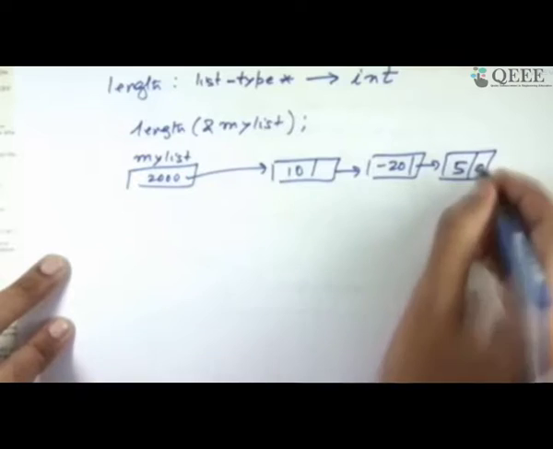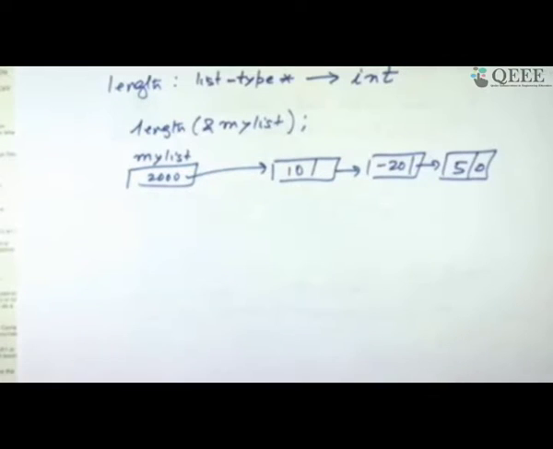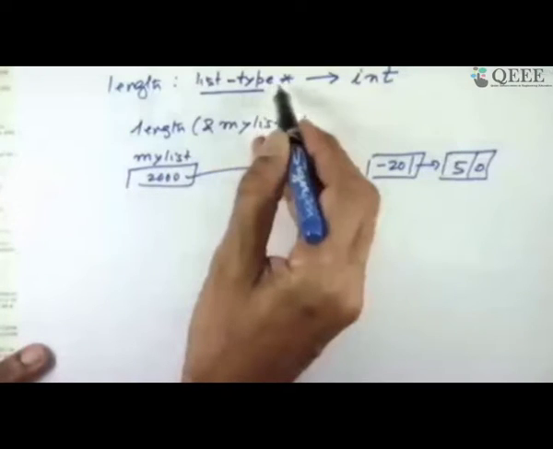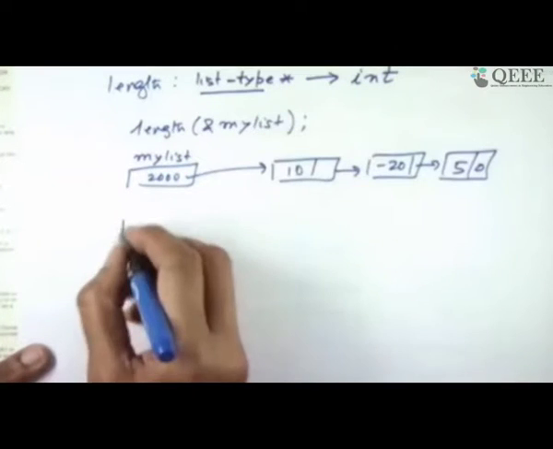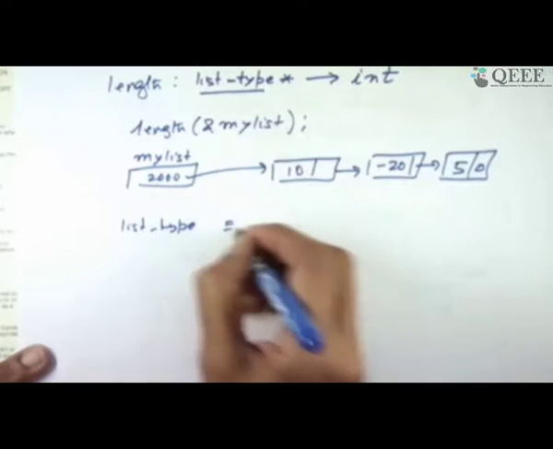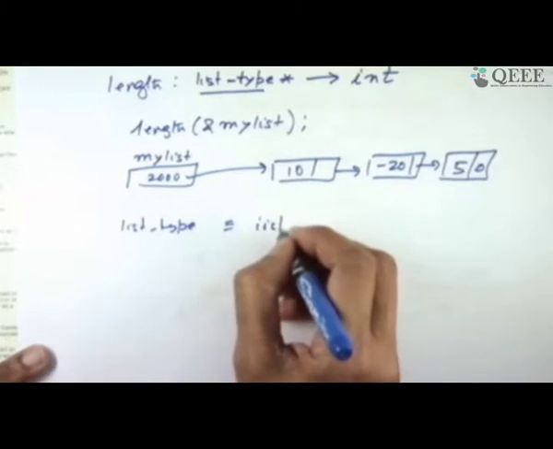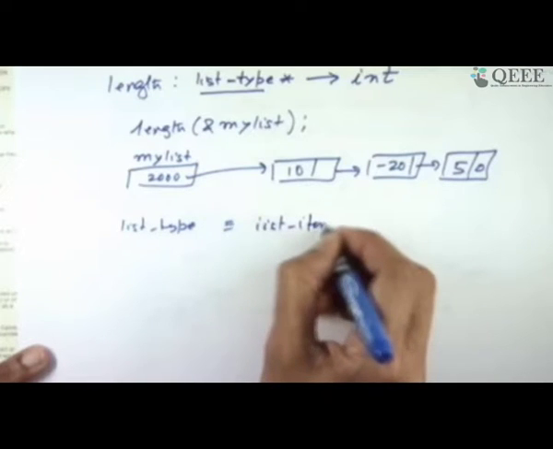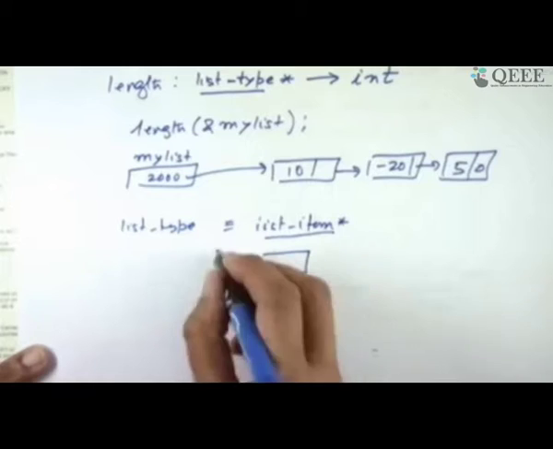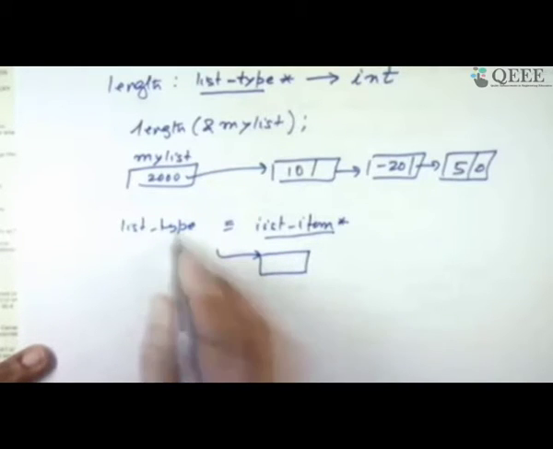Suppose these are my 3 element list out there. What my current function says is you have to give me list_type star. What is list_type? List_type is defined by typedef as list_item star, and list_item is a box. So this is list type.